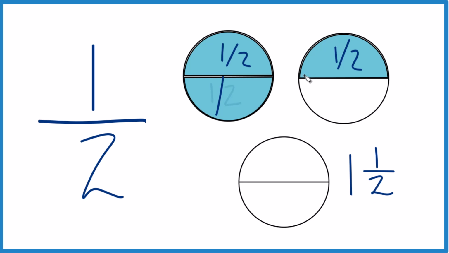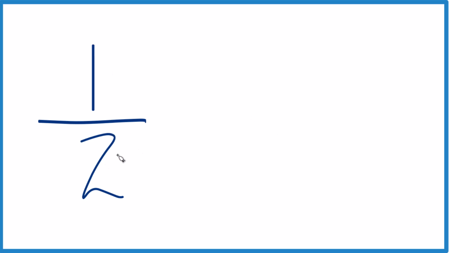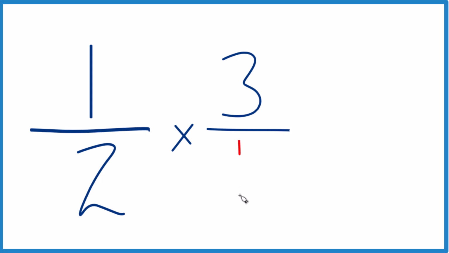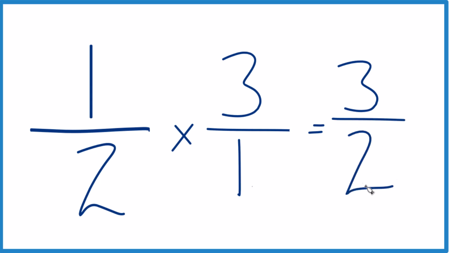Let's do it the math way. We're just going to take 1/2 times 3. I like to have it 3 over 1 though. 3 divided by 1 is still 3, but everything lines up nice because when we multiply fractions, we multiply the numerators, then the denominators. 1 times 3, that equals 3. 2 times 1, that equals 2, and we get 3 over 2.